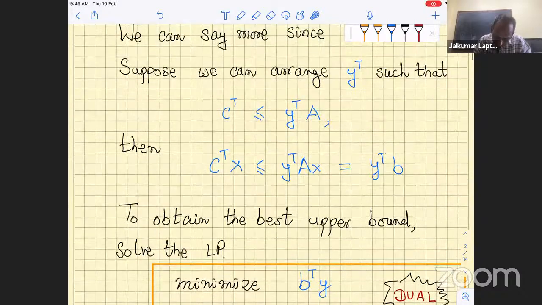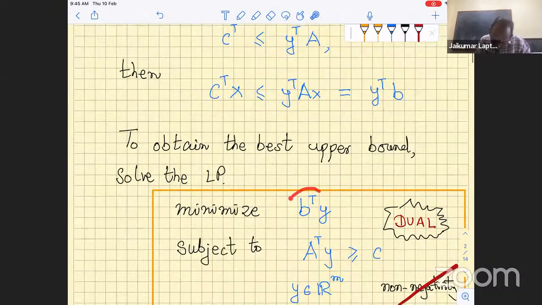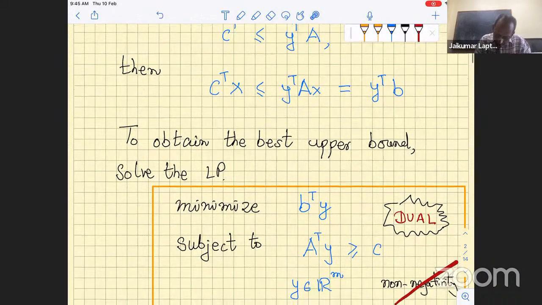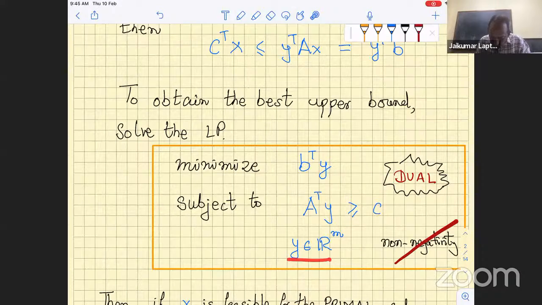And we would like to minimize the right-hand side. If we multiply those equations by this y, what accumulates on the right-hand side is this, and we would like to minimize this. And y can be any real number. There is no non-negativity. And the pleasant thing about this is that this also starts looking like an LP.